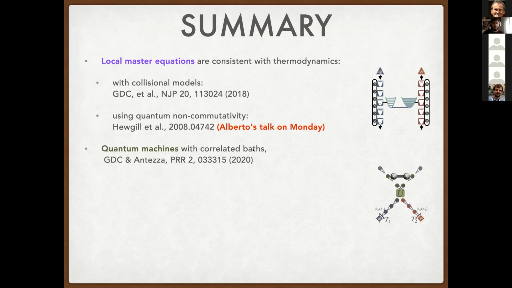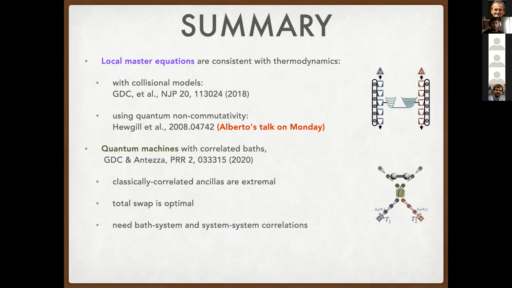And then the second part was about an extension of this to a situation where the bus are correlated. And I showed you that classical correlated ancillas are extremal, the total swap is optimal, and that you need these correlations in the steady state for the machine to continue working.